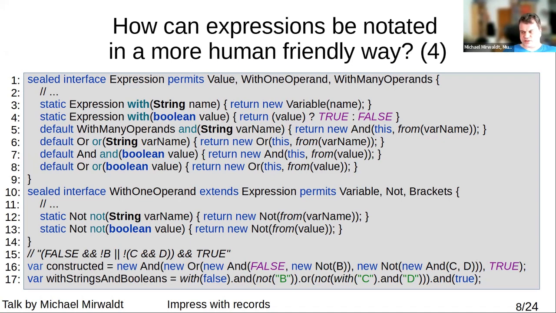However, there are some small issues. I mean, if you just look at that, then you will notice that whenever you start an expression somewhere, you must start with the with method. But I think that's not so terrible.